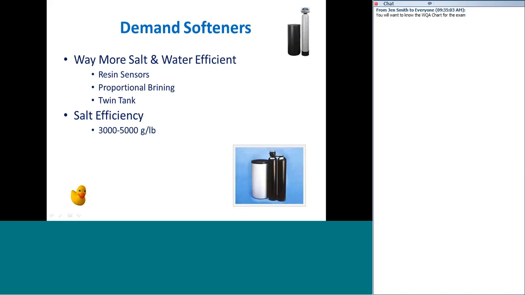So let's say you have a 30,000 grain unit. If you were going to regenerate all 30,000 of those grains of that tank, then it should be able to use 6 pounds of salt if it had a 5,000 grain per pound capacity. Most of the softeners out there, even the really efficient ones, are right around 3,500 to 4,000 grains. Okay, so a 30,000 grain unit would use 8 to 10 pounds of salt to regenerate.